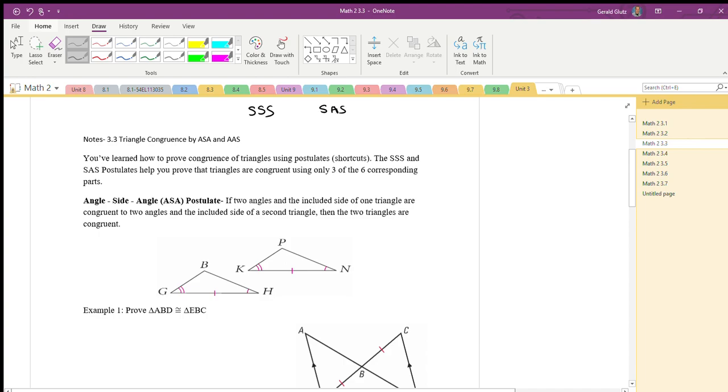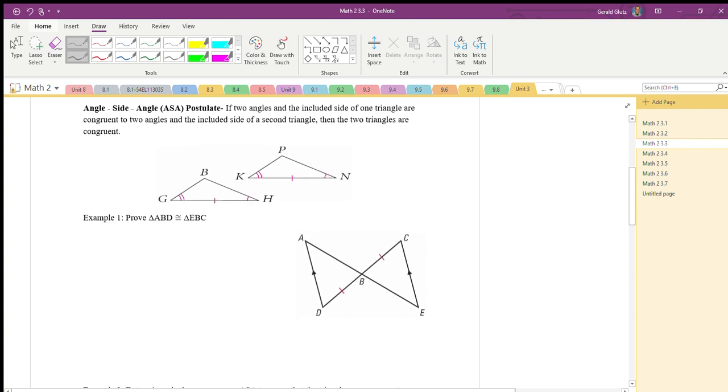So today we're going to be talking about the ASA and the AAS. So angle, side, angle, and angle, angle, side. Some of you may be able to guess what those two things mean, hopefully. But let's get into it. So angle, side, angle means that we have two angles that are congruent in a triangle, and then that side in between the two angles is also congruent.